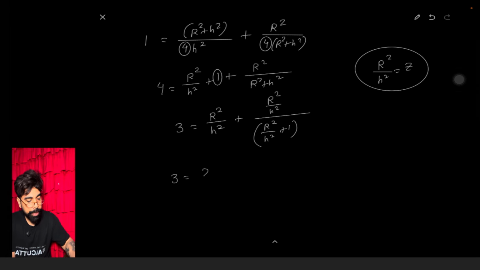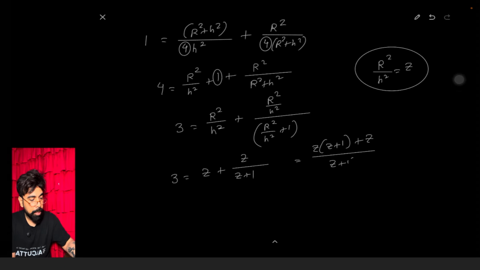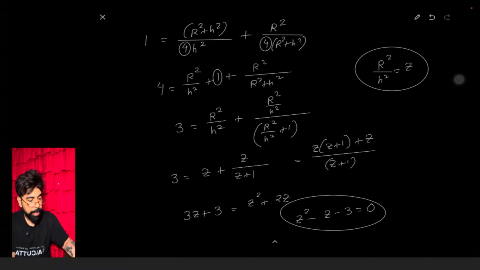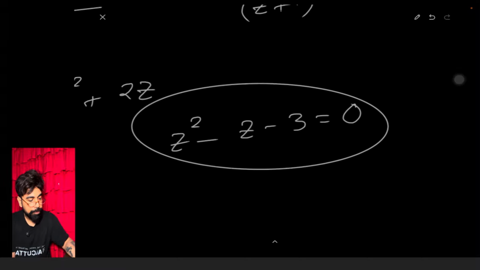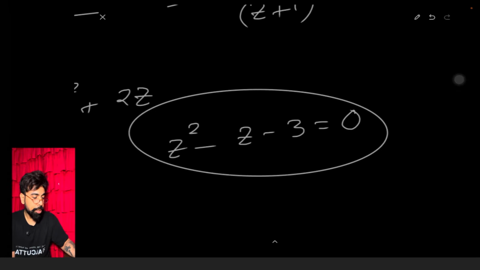So what am I going to get? I am going to get the equation 3 is equal to z divided by (z by z plus 1). So if I solve this, I am going to get z into (z plus 1) plus z, whole divided by z plus 1. Now cross multiply this. 3z plus 3 is equal to z square plus 2z. So if I do the side change, I am going to get z square minus z minus 3 equal to 0. So this equation obviously cannot be solved by middle term.